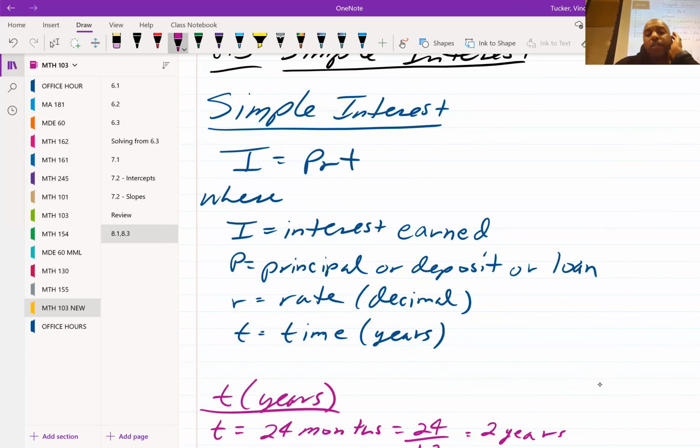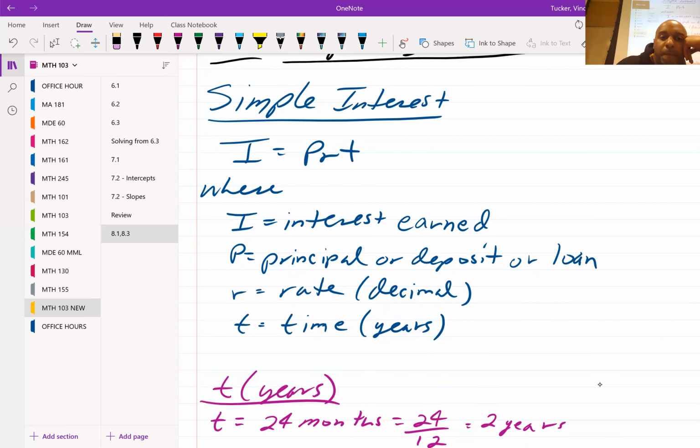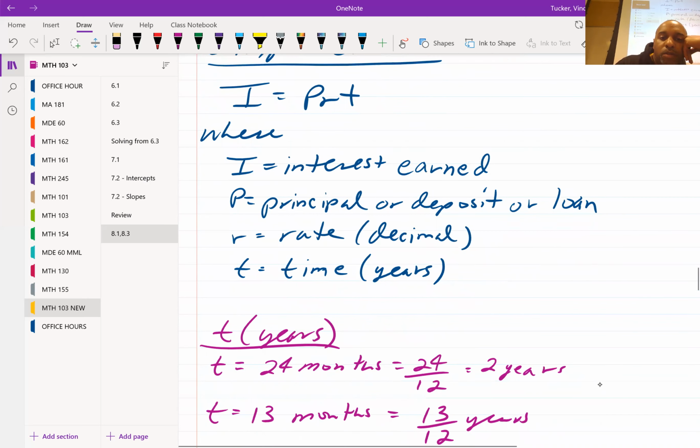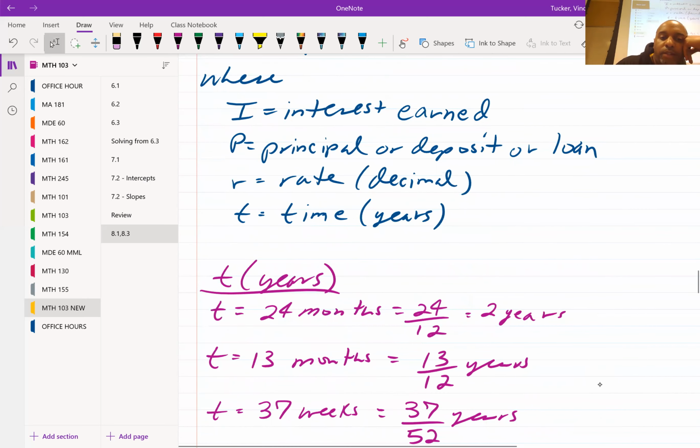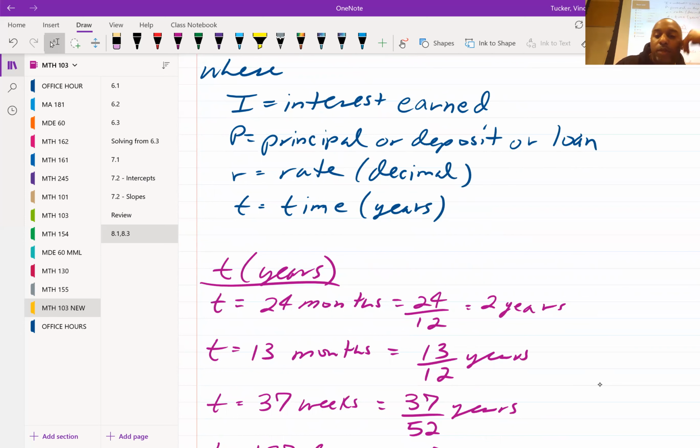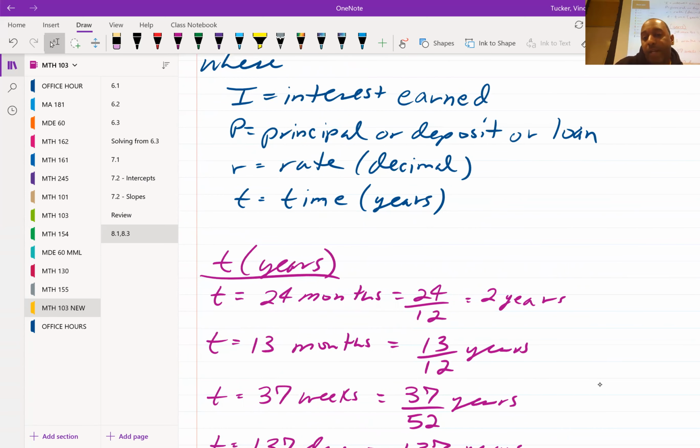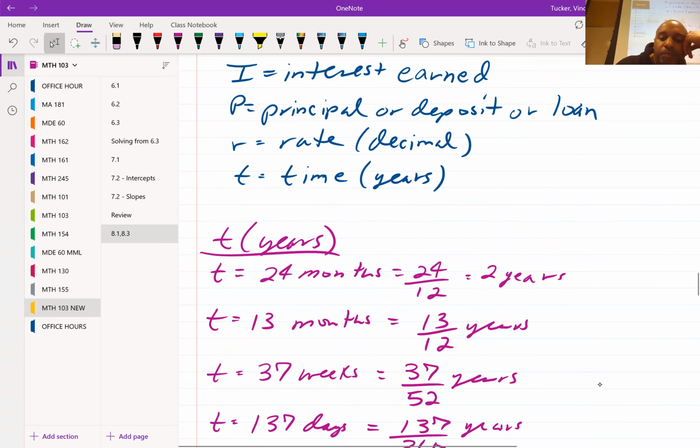All right. So like I mentioned, T we need to have in years. So if it's not in years, before you do any calculations, you're going to want to convert it to years. So if we had T being 24 months, we know that's 2 years because we divide that by 12, and we divide it by 12 because there's 12 months in a year.